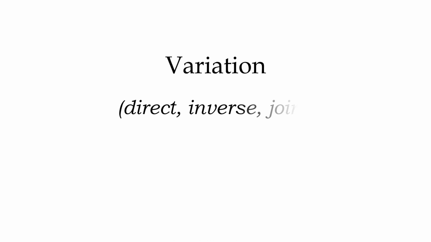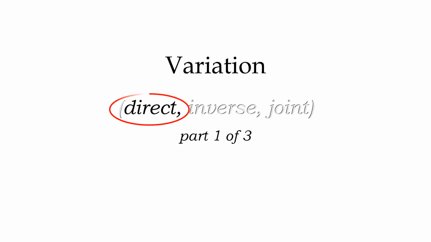Variation. There are three types: direct, inverse, and joint. And this is part 1 of 3. We will be discussing direct variation.